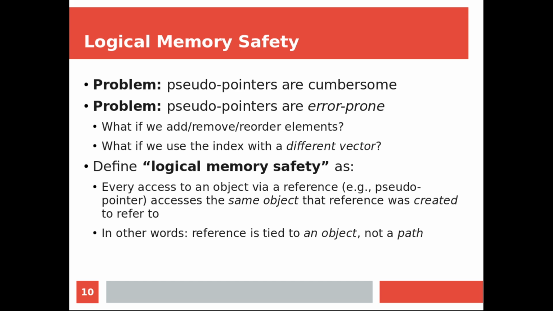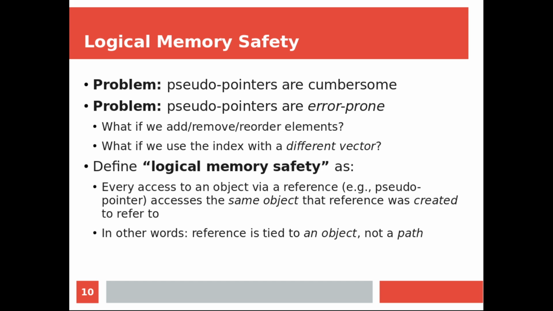It's not literally memory safety as we usually know it, because Rust's type system still faithfully ensures that we never access deallocated or uninitialized memory, and never perform racy accesses. However, by using pseudo-pointers, we have brought back the moral equivalent of issues such as dangling pointers. In this work, we define logical memory safety as the property that every access to an object via a reference, for example, a pseudo-pointer or array index, accesses the same object that it was created to refer to. In other words, the reference is logically tied to a particular object rather than the path to reach it, and the object reached by that path must not change.